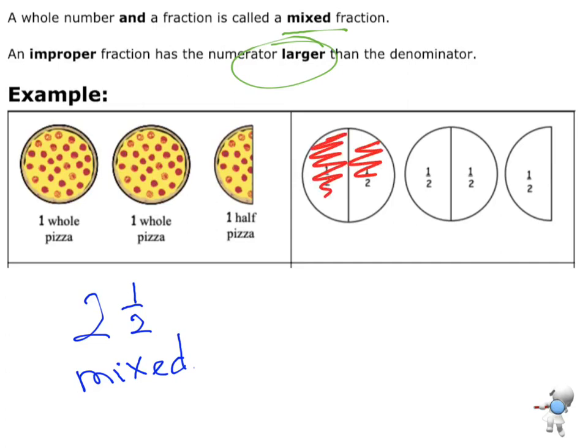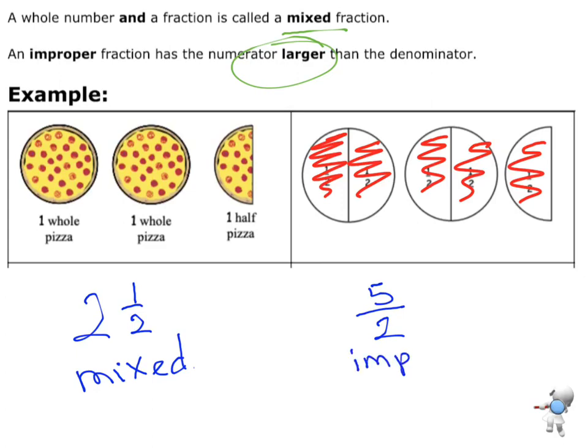Whereas the next one, what I've done now is I've separated them out and said, here's a half, here's a half, here's a half, here's a half, here's a half. How many half pizzas do I have? In this case, I've got 5 half pizzas. So I would write that as 5/2, and that then is your improper fraction.